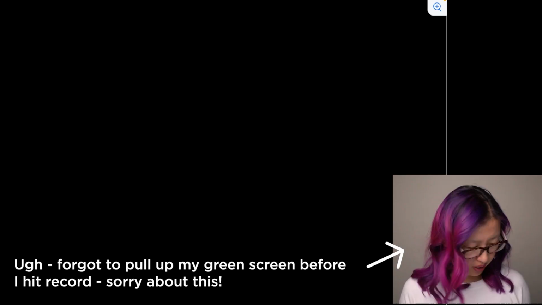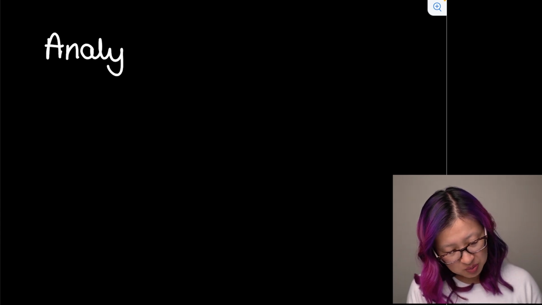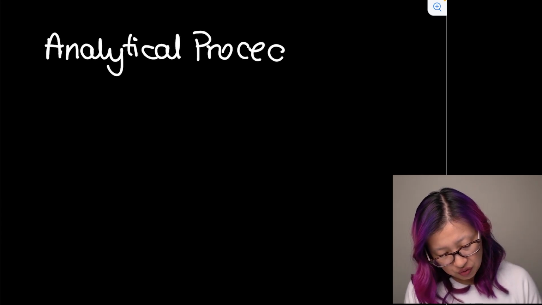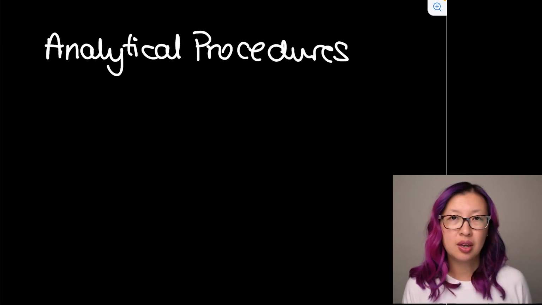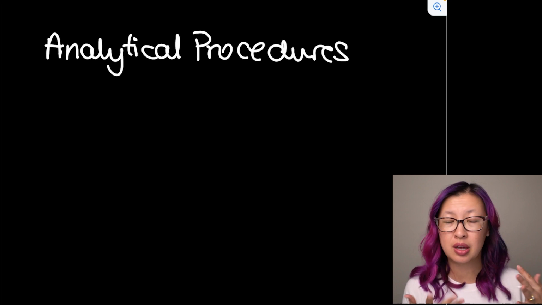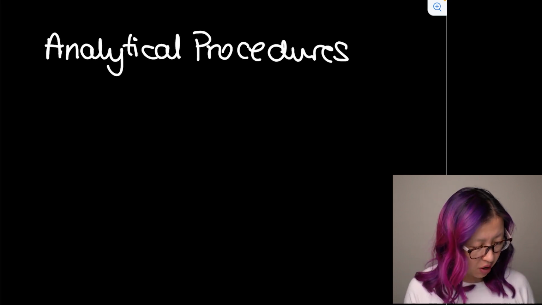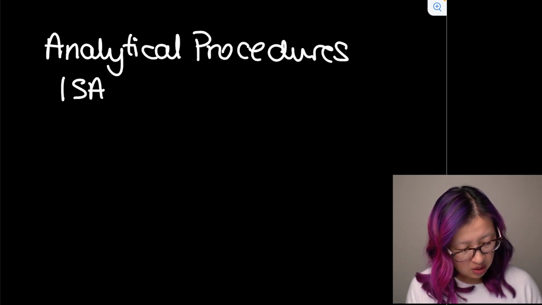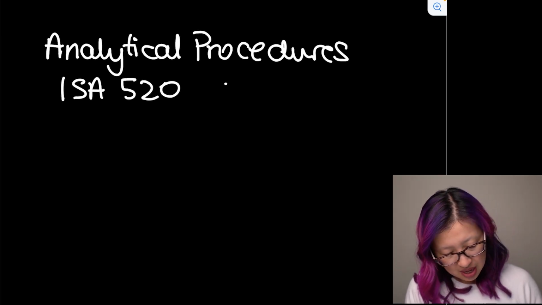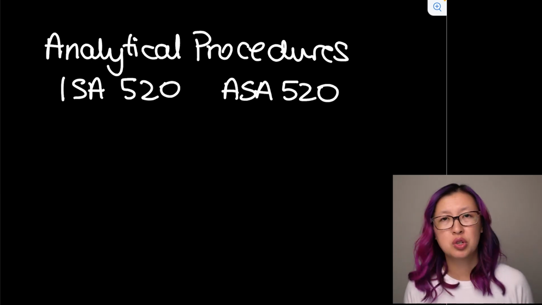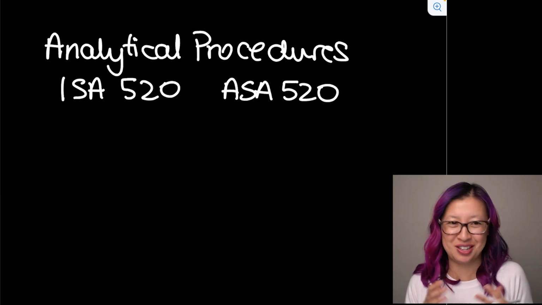So let's talk about analytical procedures. Sometimes it can get a bit confusing. Now, if you are looking at analytical procedures and you're from an international or an IFRS environment, you're looking at International Standard on Auditing 520, and for those of us in Australia, ASA 520. So, that was a save there.